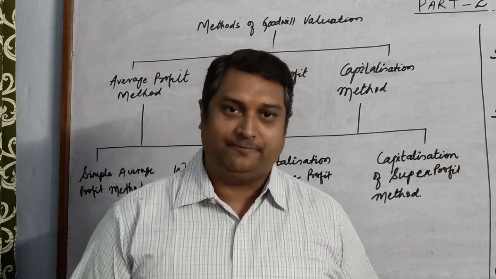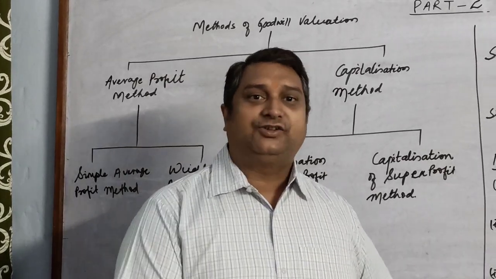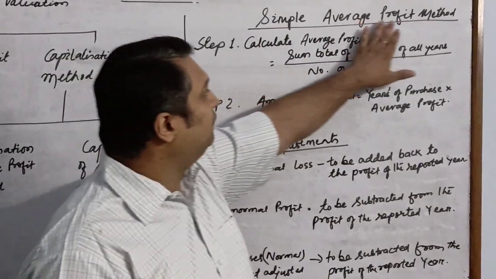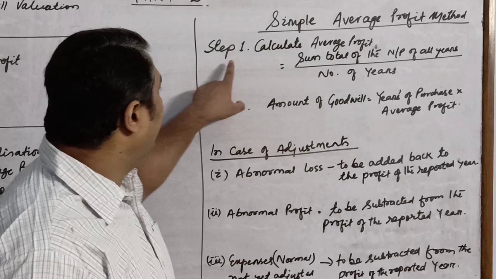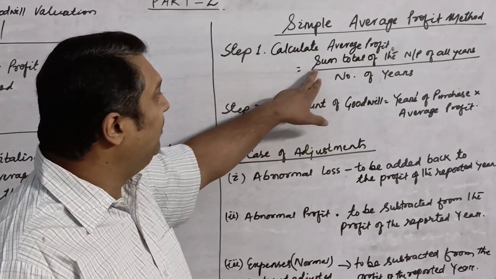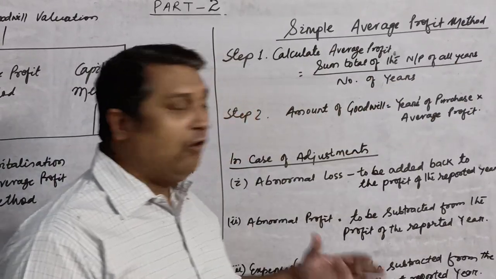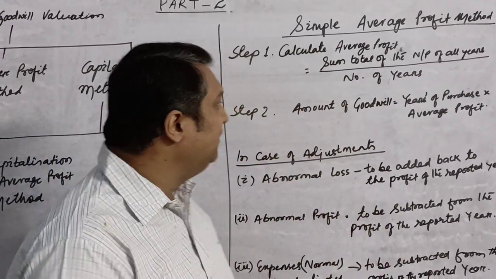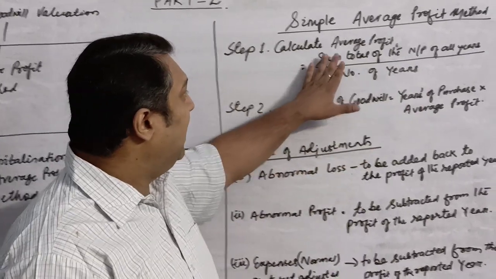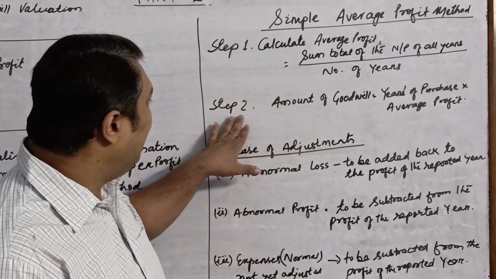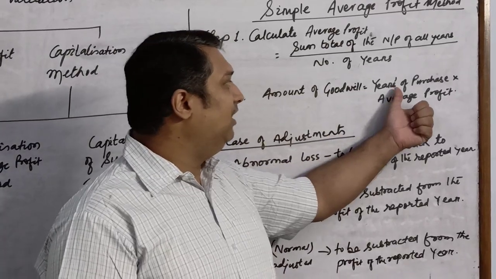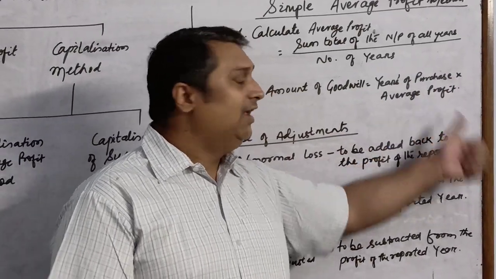of super profit. Now let us take our discussion further to the steps which we are going to follow in case of simple average profit method. As you can see, the first step is calculate average profit. You can use the formula: sum total of the net profit of all the years which have been reported to you in the question divided by number of years. And then when you are done with average profit, you will go ahead with your second step and find out the amount of goodwill by using the formula: years of purchase into average profit.